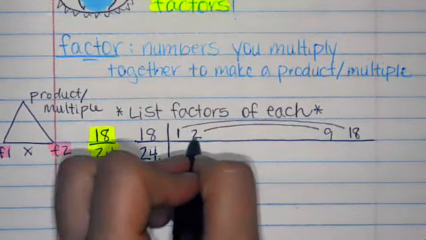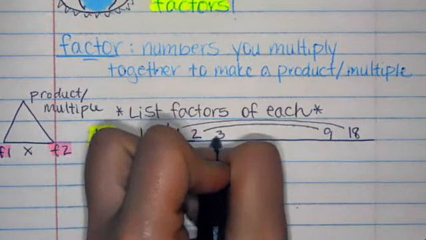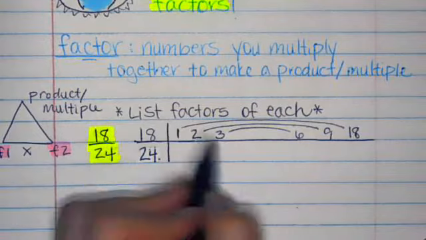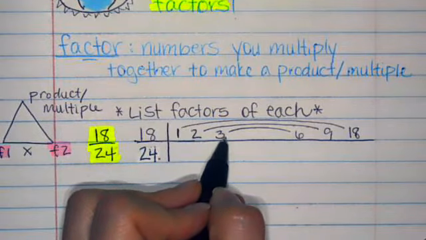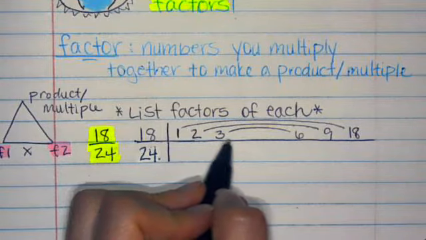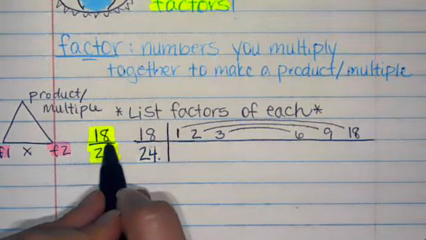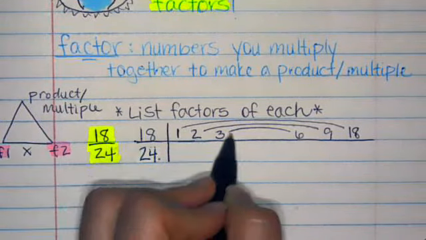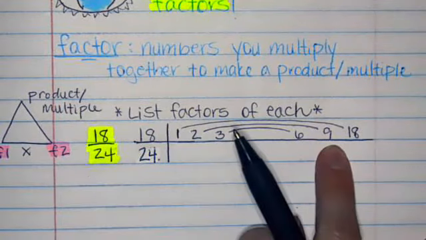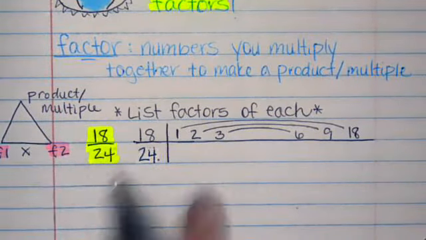I'm going to try 3 next. 3 times some number, does that equal 18? Yes, it does. 3 times 6. I'm going to think about 4. 4 is not a factor. I cannot multiply 4 by anything and get to 18. And then I have 5, but 18 does not end in a 5 or a 0, so 5 does not go in here. And then we get ourselves back to 6. So these are all the factors of 18. Before I can do anything else, I need to find all the factors of 24.